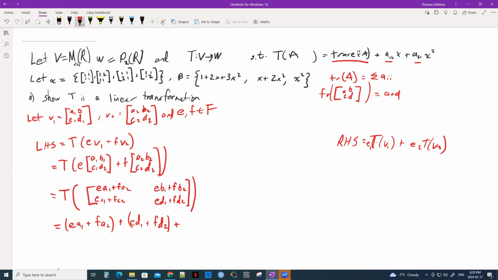And now we're going to add A12, the first row, second column. So it's going to be EB1 plus FB2 times X. And then the 2/1 entry is this entry over here. So it's going to be EC1 plus FC2 times X squared. Right? So that's our equation, and we'd like to show that the right-hand side is equal to that.